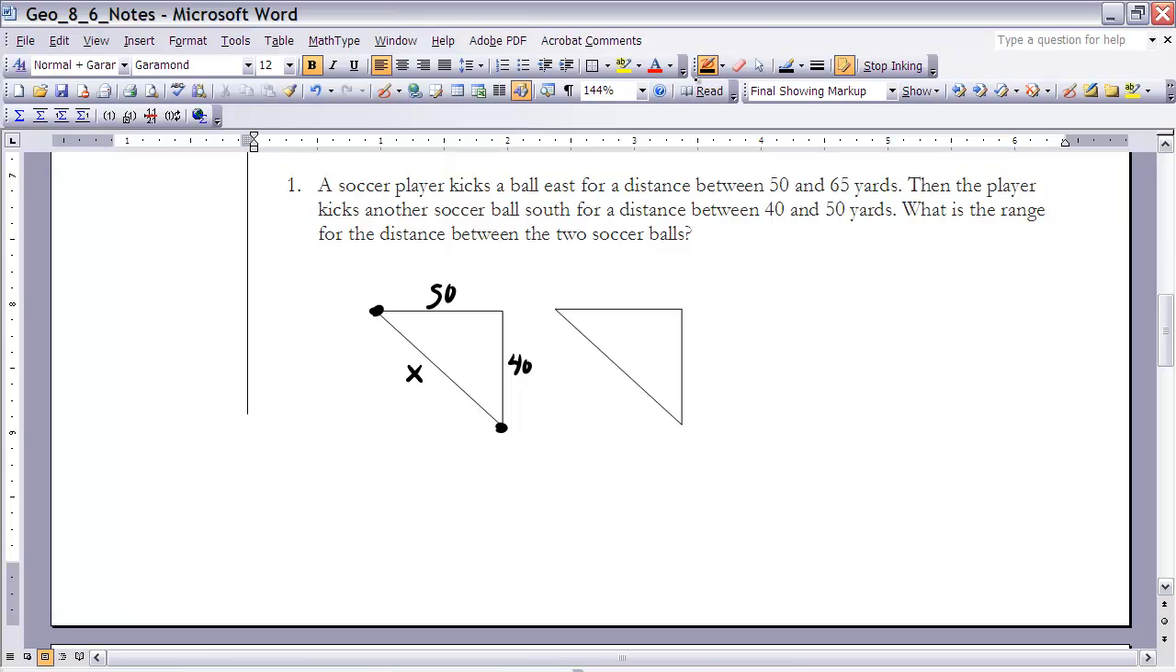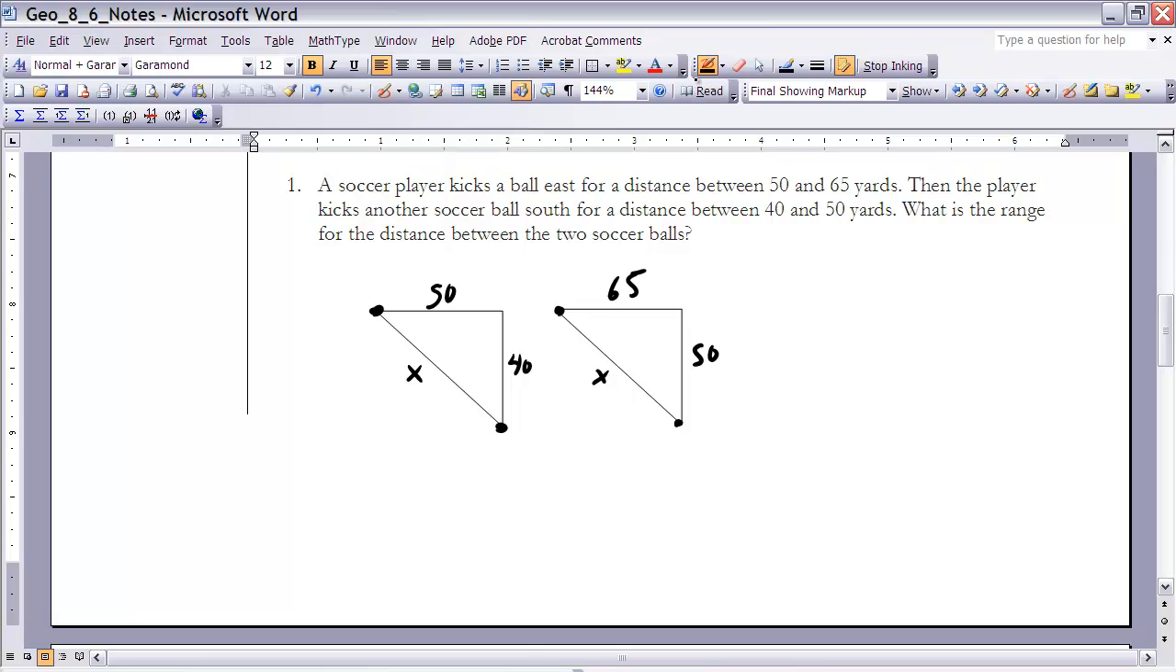Now I'm going to do the same thing for my maximum distances. So this would be 65 going east and 50 going south. So here's ball 1, here's ball 2. I want to find this distance here. So I need to use Pythagorean's theorem to solve both of those.